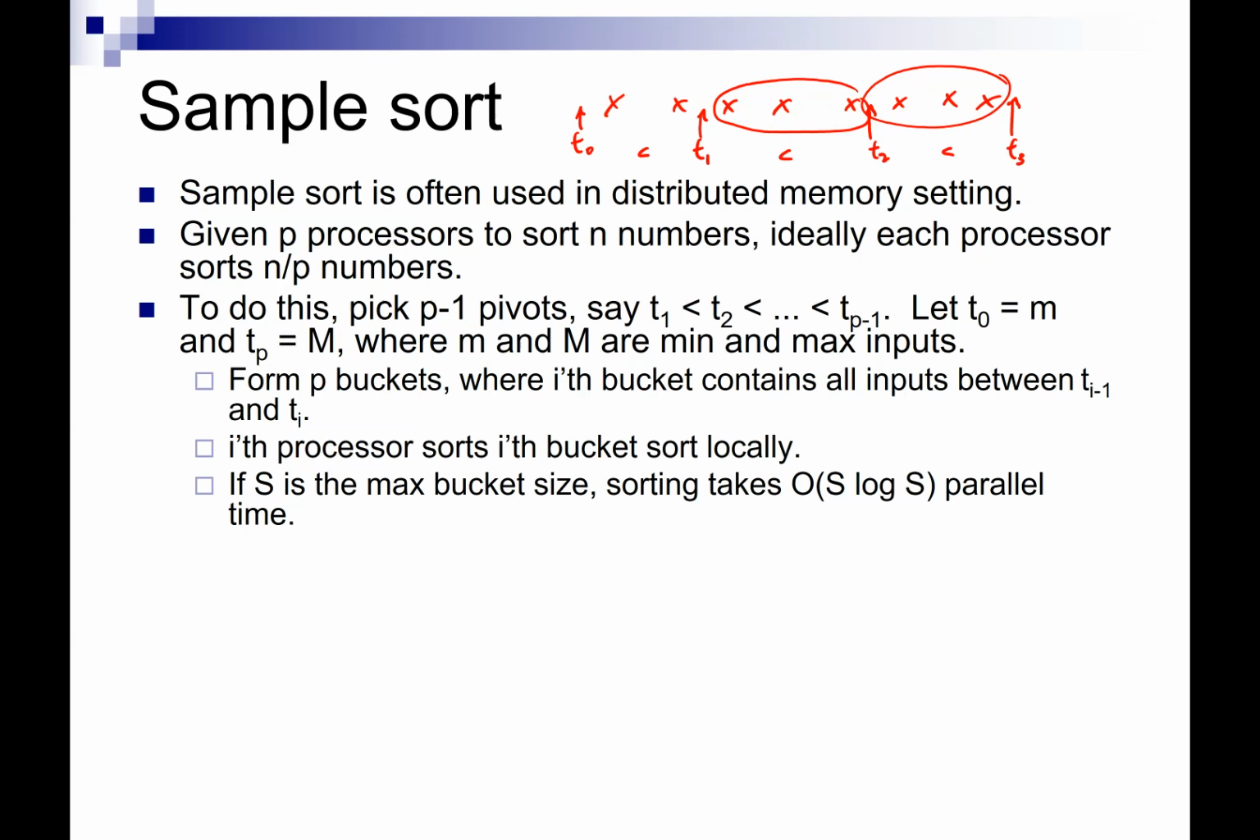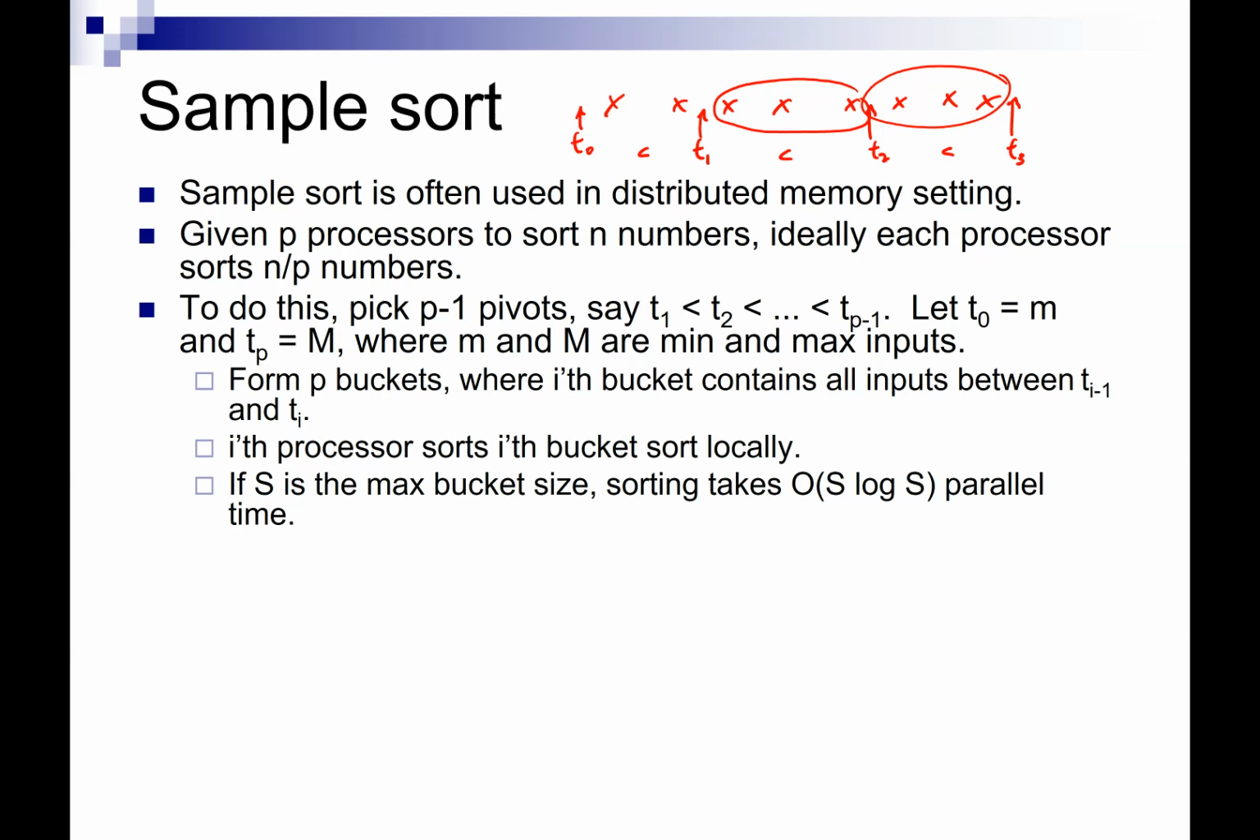Okay, so we're going to pick these p pivots. They're going to divide all of the inputs into p buckets, and then we're just going to sort each of the buckets. After doing that, you get an entirely sorted sequence, because we already know that the second bucket is completely less than everything in the third bucket. So at the bucket level, things are already sorted. Now all we need to do is sort within each bucket, and then everything becomes sorted.